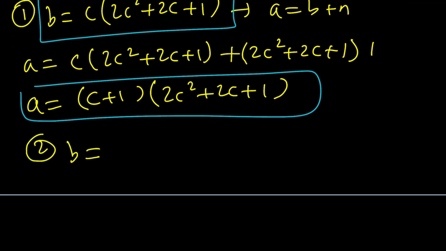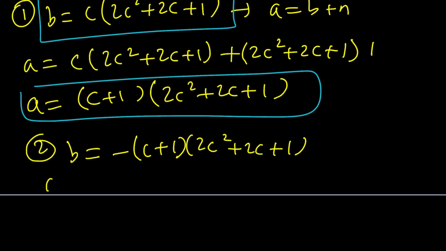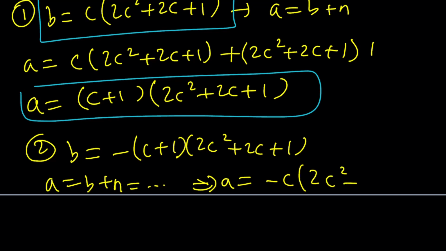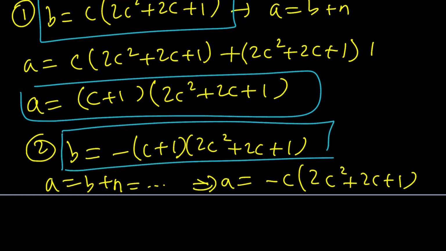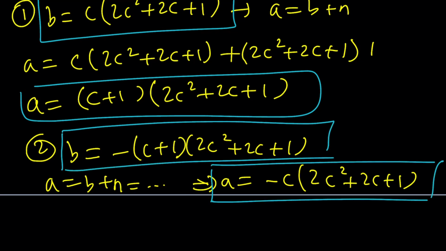Let's go ahead and take a look at case 2. If b is equal to negative, remember the negative weird factor. From here, to keep a long story short, you're going to plug it in just like before: b plus n, and then so on and so forth. And from here, you're going to get a equals negative c times the same factor. Notice how they switch around nicely, the a and b values. And that's going to be another pair with parameters.